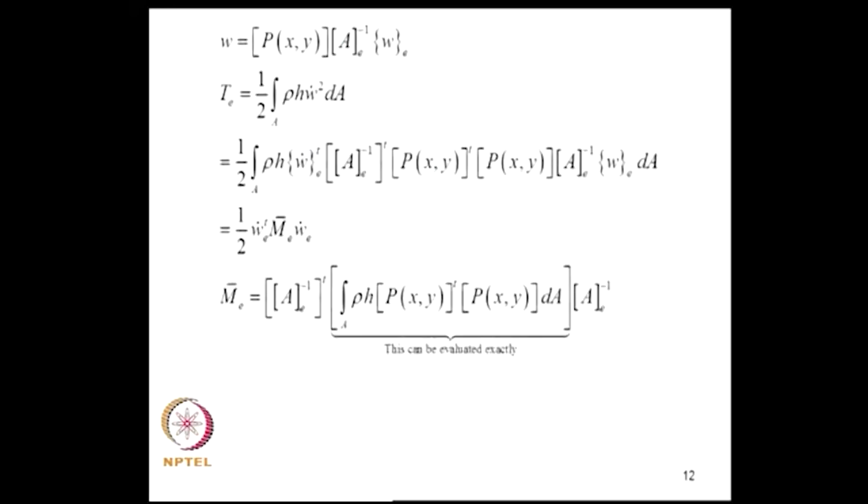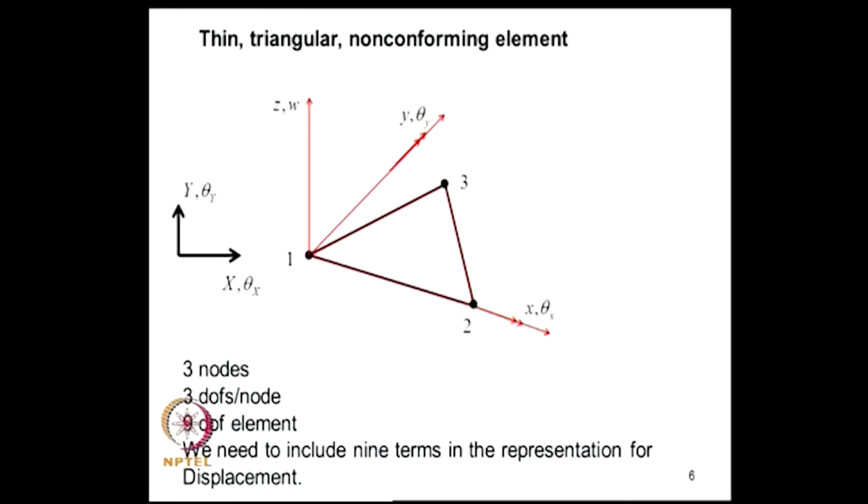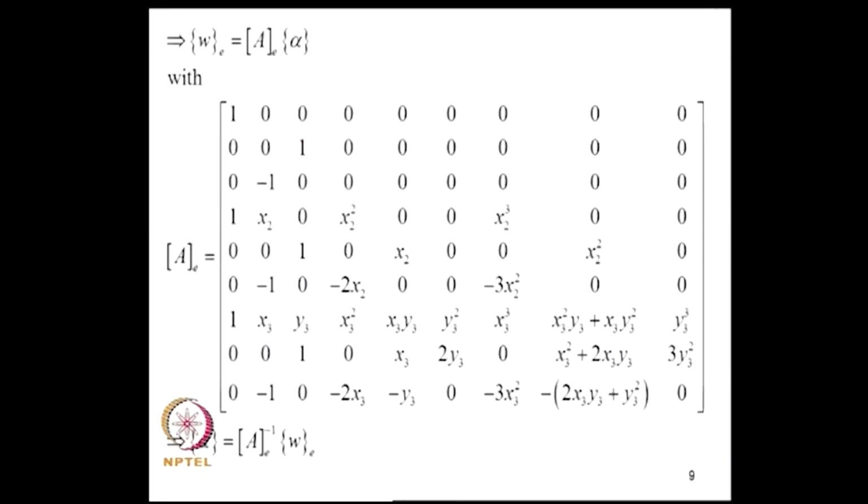What we have done right now is we have analyzed this element in its local coordinate system. So, for the assembling process to be implemented, we should transform it to global coordinates. So, how do we do that?